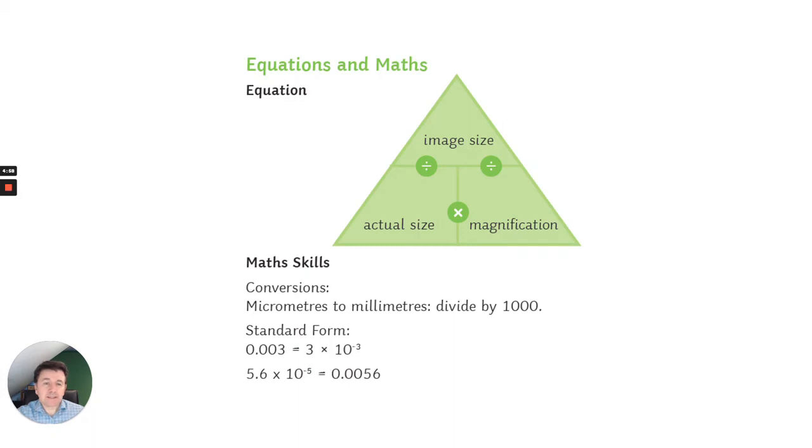So you will be expected to do some calculations. What I've got here is what I call the I am triangle. This is a very good way to remember how to do the different equations. For example, if you wanted to find the actual size of an image, what you would do is measure the image size and divide it by the magnification. Some useful things here, so conversions: micrometers into millimeters, you can divide by 1,000. If you want to convert millimeters into micrometers, you times it by 1,000. And also you'll need to know a bit about standard form.